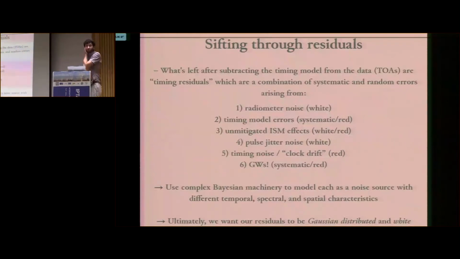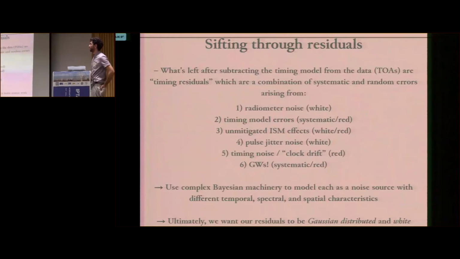Okay, so moving along, because I'm running out of time, you have to look at the residuals. And those residuals, like I said, are just what's left after subtracting your predicted timing model from your observed times of arrival. The residuals are a combination of systematic and random errors, and that may arise from radiometer noise, so your telescope and its instruments. There could be an error in your timing model. Don't worry about the parenthetical things for now.